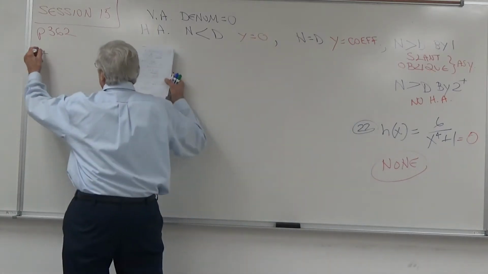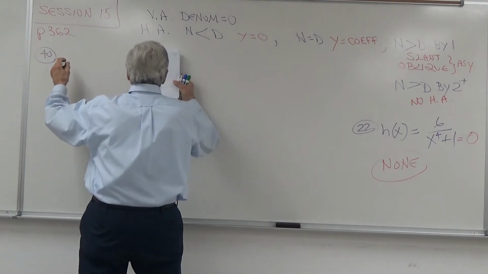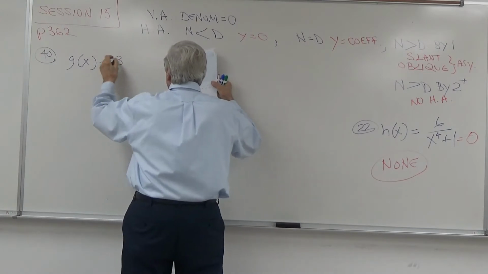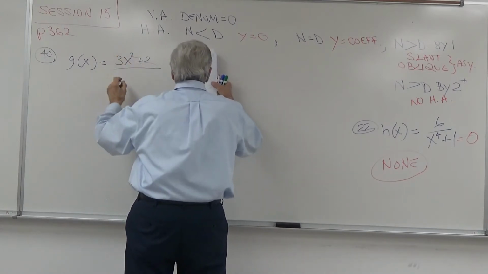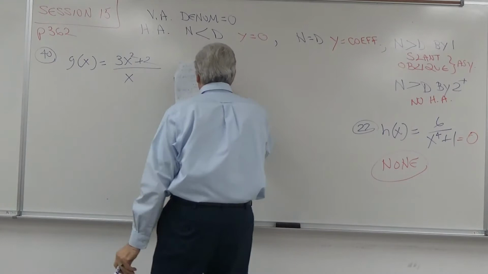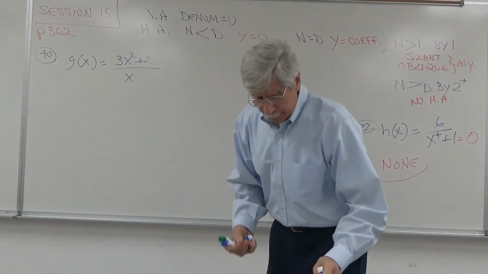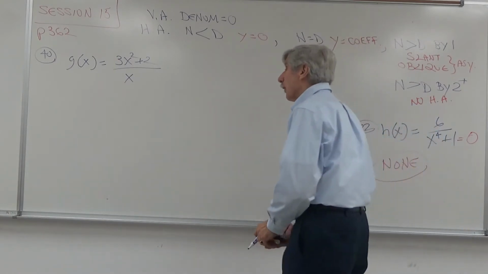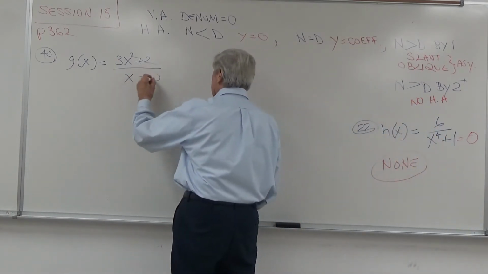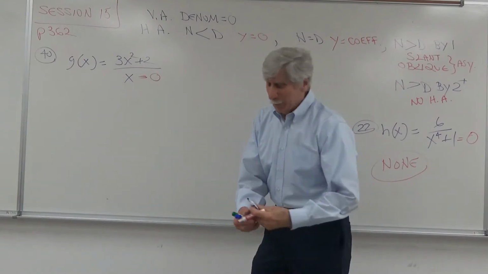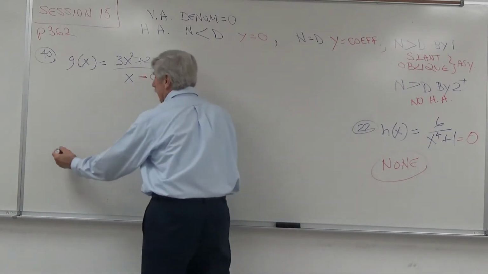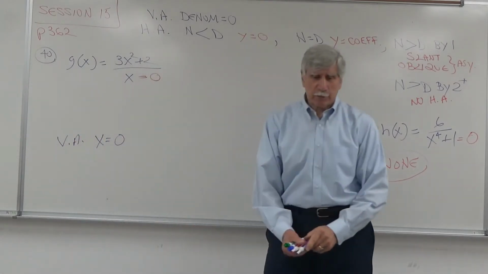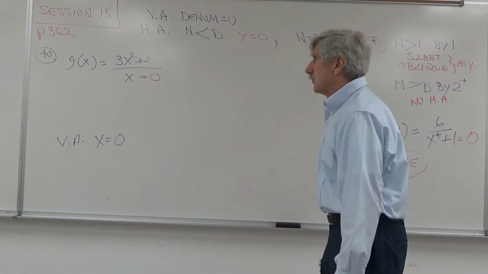In any event, number 40. Number 40 is g of x equals 3x squared plus 2, all over x. That's kind of a nice, easy one. First of all, let's set the denominator equal to 0. If the denominator is equal to 0, then guess what? x is 0. So we've finished that very quickly. Our vertical asymptote is x equals 0. Let's look for the horizontal asymptote.